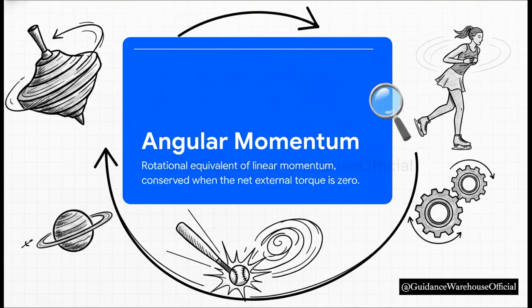All right, let's dive into the foundational formula here. Angular momentum, which we represent with the letter L, is simply the rotational equivalent of linear momentum. And in a system where the net external torque is zero, this angular momentum is completely conserved. We calculate it using the formula L equals I omega. Here, I is the moment of inertia, which is basically just how much an object resists spinning, and omega is its angular velocity, or simply put, how fast it's spinning.